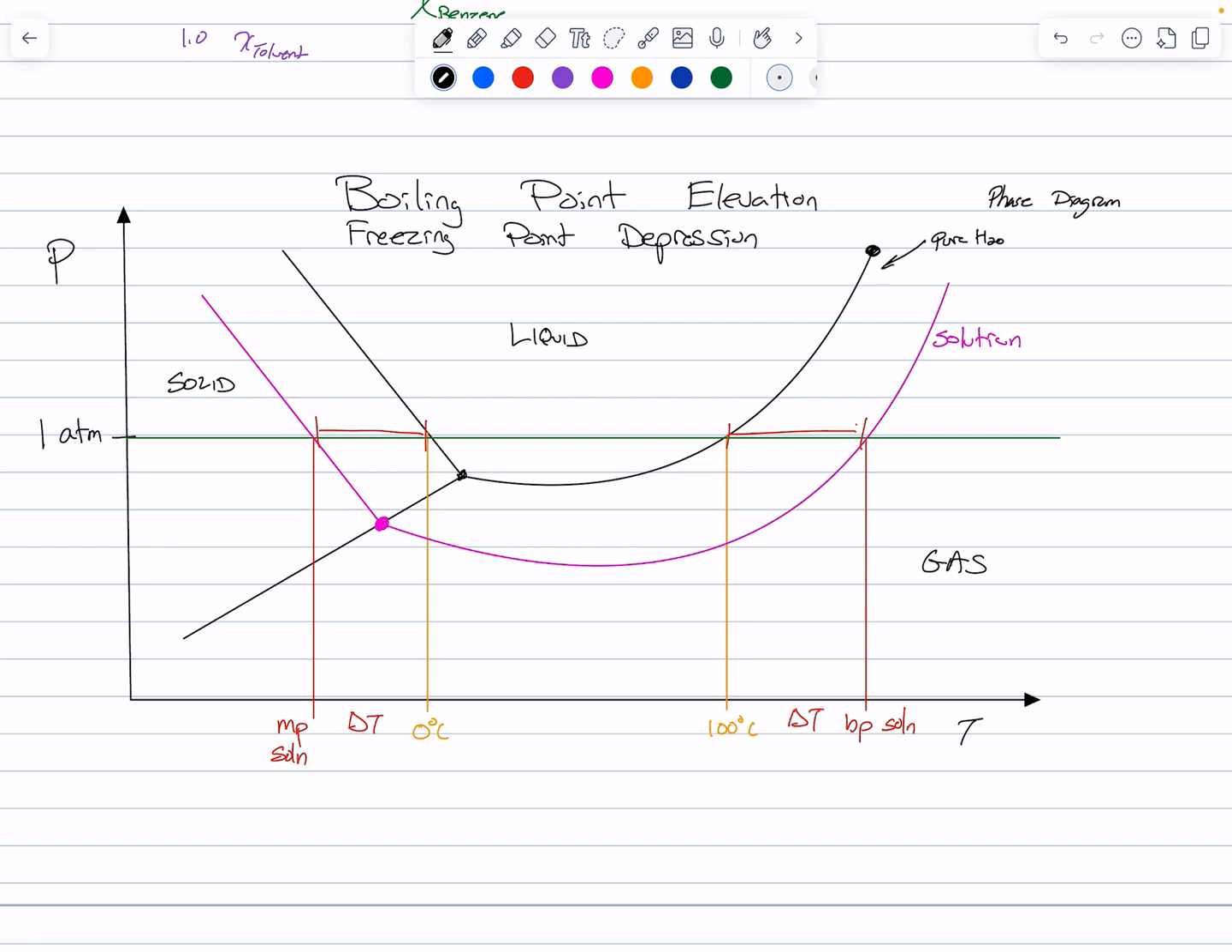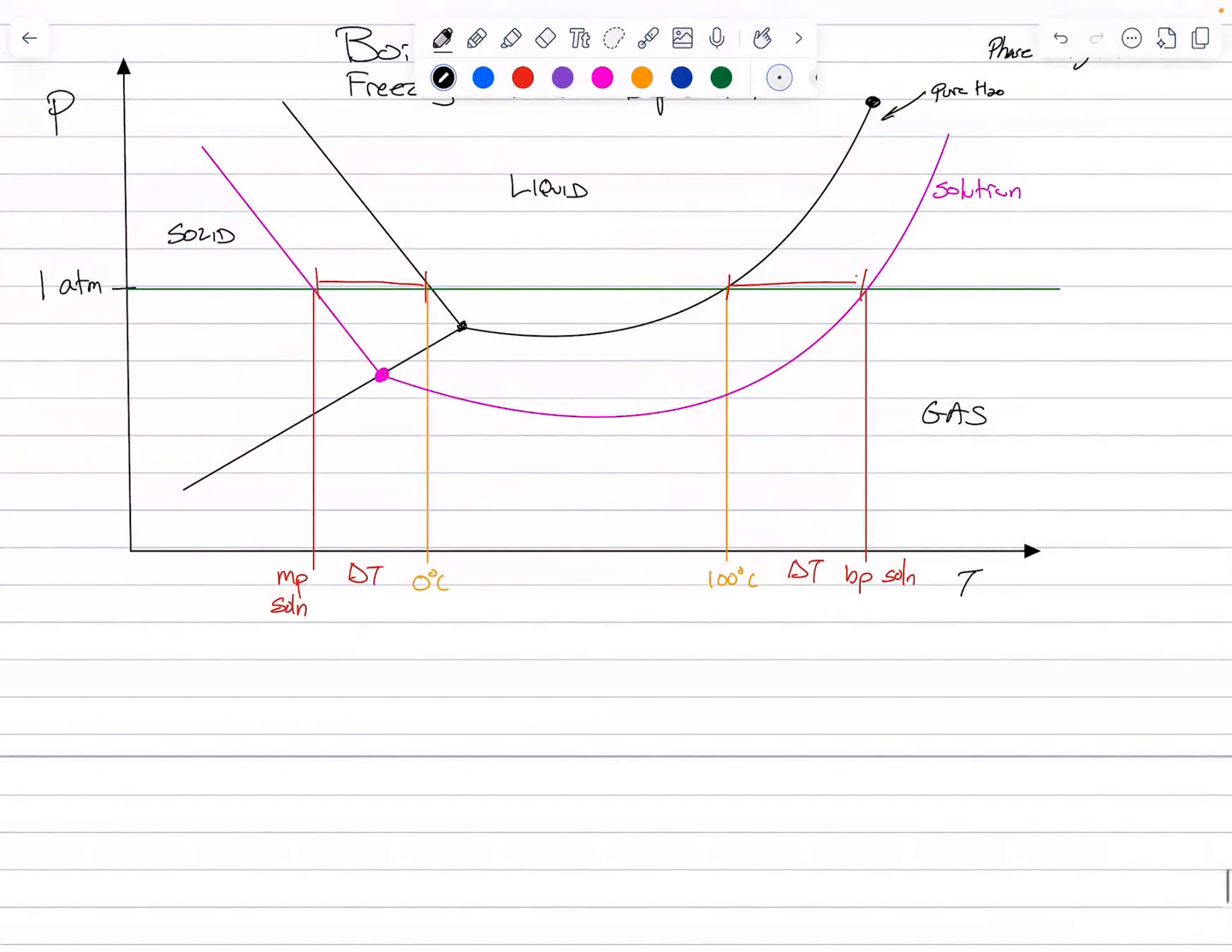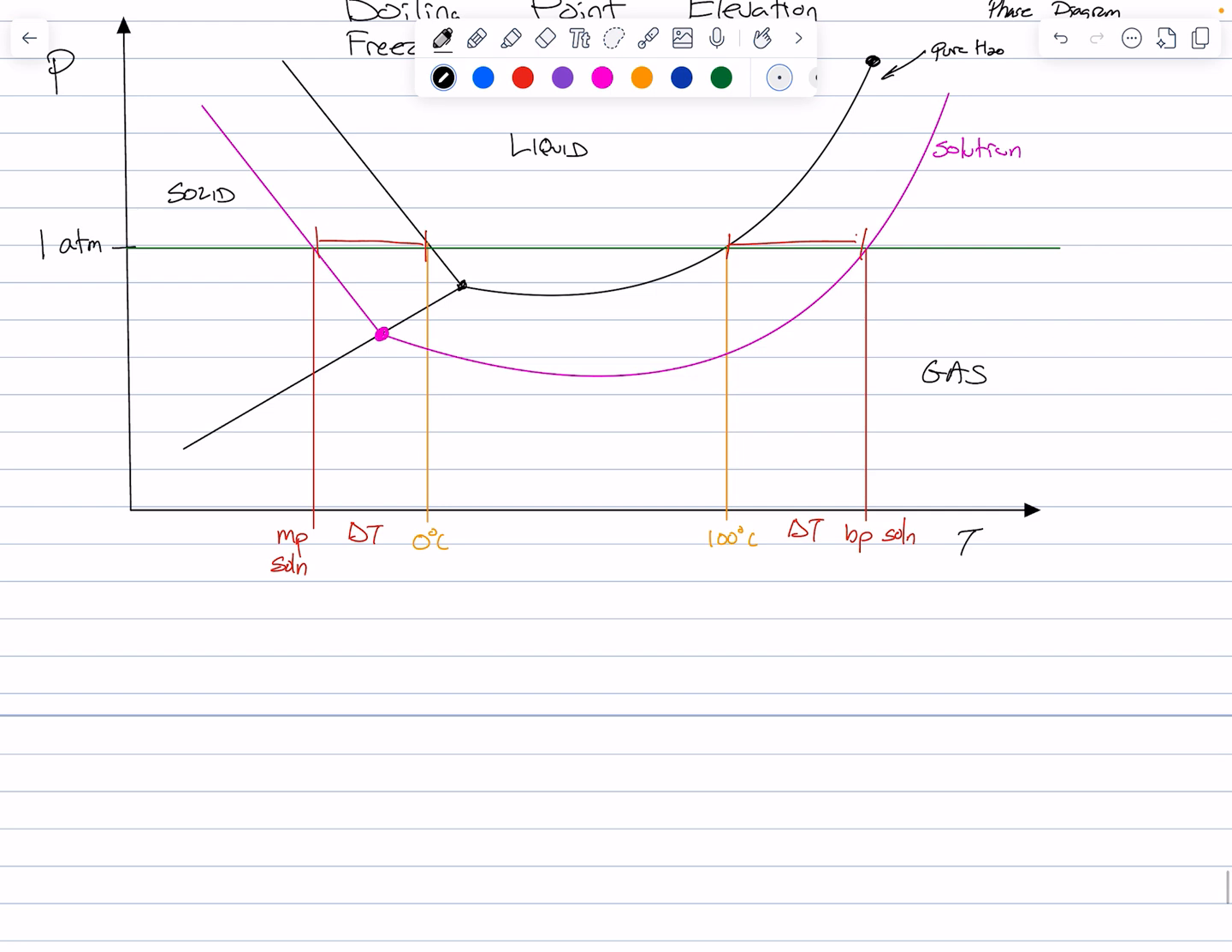When we put a solute into water, the freezing point goes down and the boiling point goes up. All right, and how do we calculate that? That's a great question. Delta T, and so now this is freezing and this is boiling. So they have different delta T's, so they have different constants.